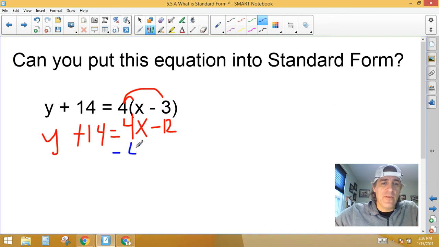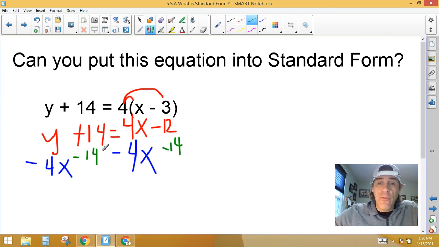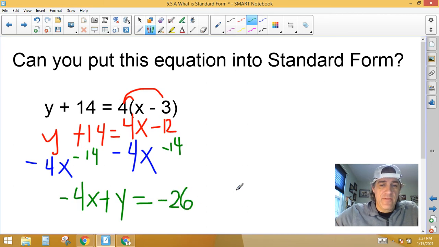I'm going to take away my 4x from both sides to get my x's to the left with the y. And I'm also going to subtract my 14 from the left and my 14 from the right. And that will now leave me with negative 4x plus y equals negative 12, take away 14, negative 26. And again, my A is negative 4 because it's whatever is in front of x. My B is a positive 1, and my C is a negative 26.